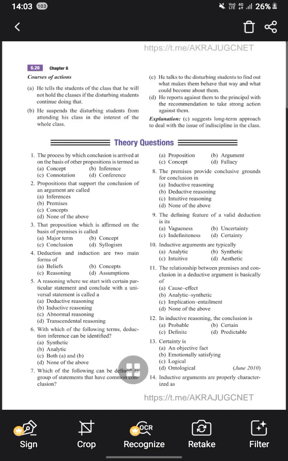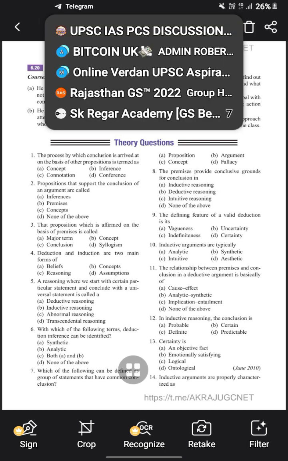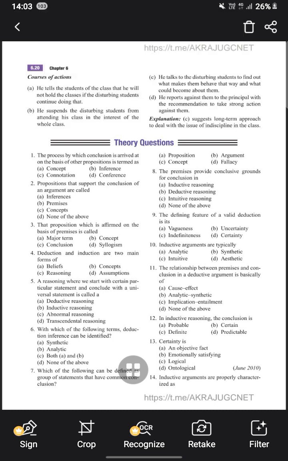Other propositions that support the conclusion of an argument, that is the premise. If it supports, that is a premise. That proposition which is affirmed on the basis of premise is known as conclusion. If it's affirmed, that is conclusion. If it supports, that is premise. On the basis of other propositions, that is inference.